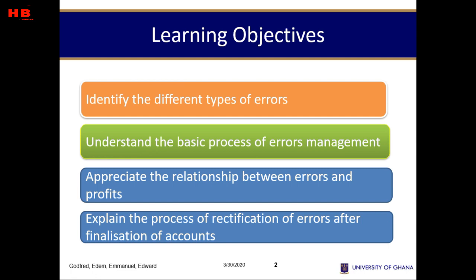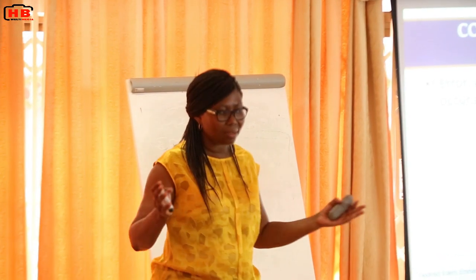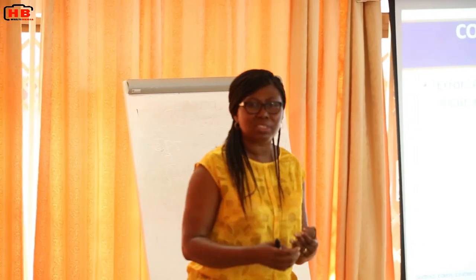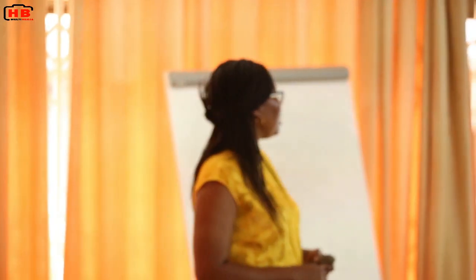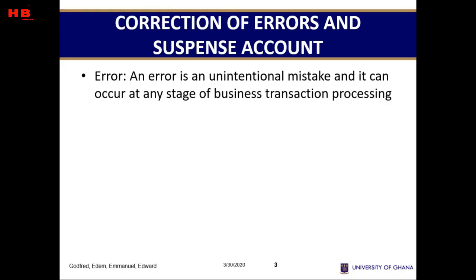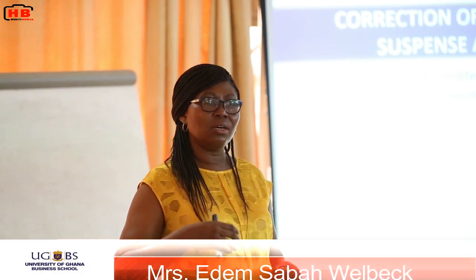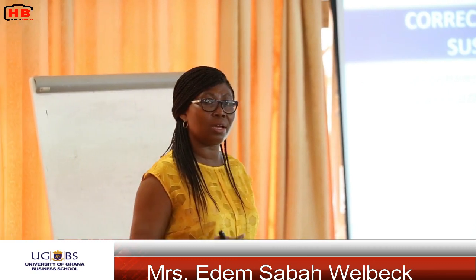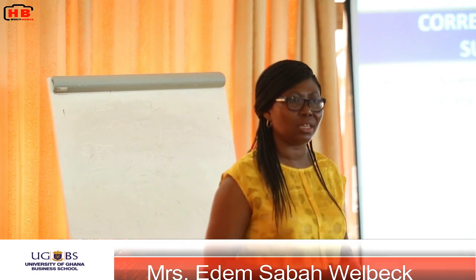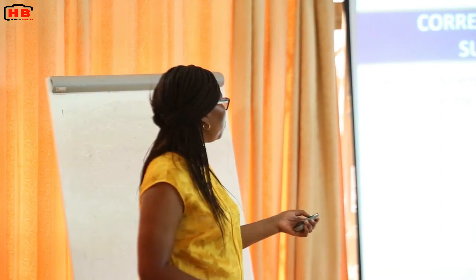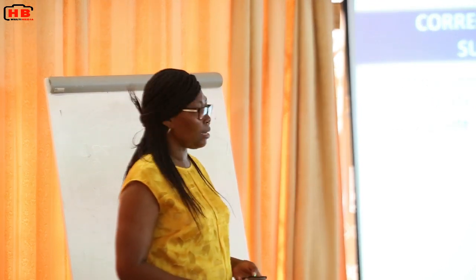What is an error? An error is an unintentional mistake, any mistake that we make in the course of inputting the figures. Any of us could make a mistake, and that could be termed an error. And it could occur at any stage in the accounting process. Remember last semester, we started with the recording. From recording, we group them, we post them to the ledgers, and it ends up in the preparation of the financials. And so in that process, we could experience an error.